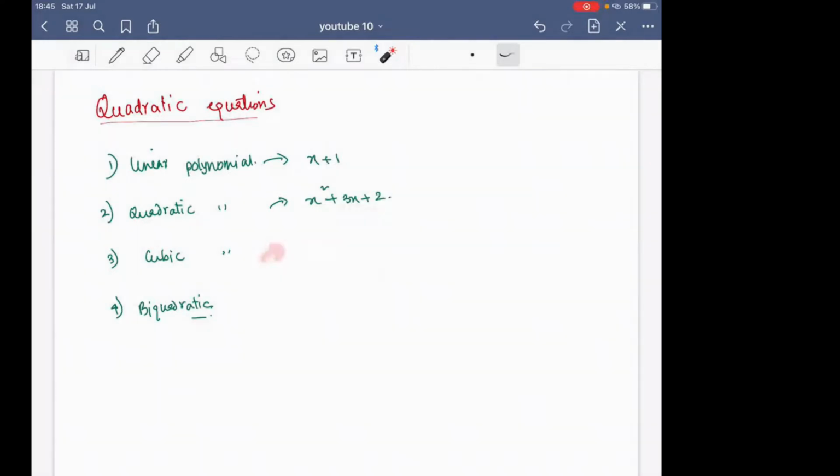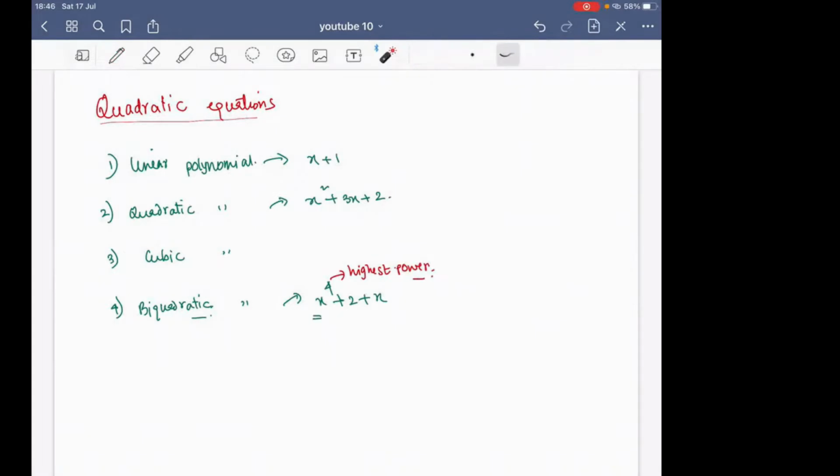Cubic, here the highest power of the polynomial term will be 3. Example will look like this. This is one kind of cubic polynomial. Biquadratic polynomial, it will still be the same, except the highest power of the polynomial term will be 4, like this. Here the 4 is the highest power, right?